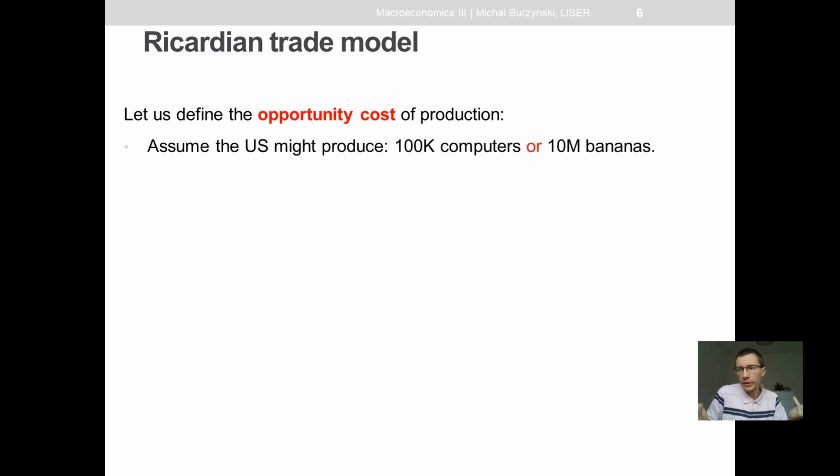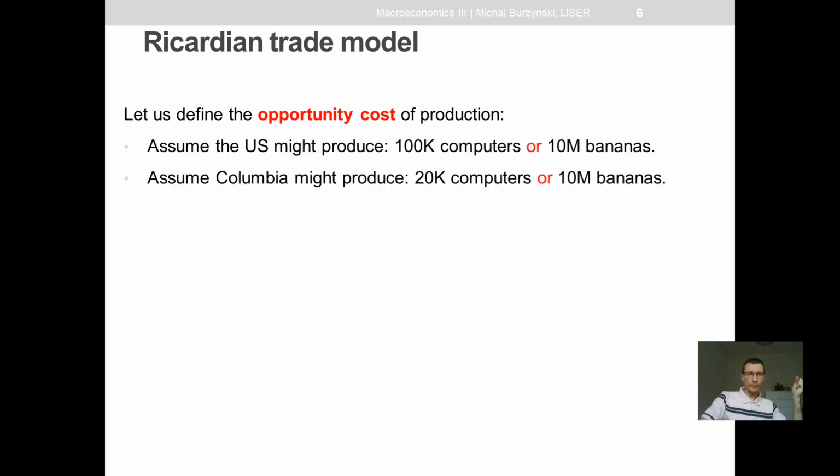But here for the moment we will simply diverge from describing economically the process of production by simply assuming that this is the production frontier, that the United States can produce either those two numbers of final goods and any linear combination of those two goods. On the other hand, we have the second country, and in this country you also have some production possibility frontier. In Colombia you can produce either 20,000 computers or 10 million bananas.